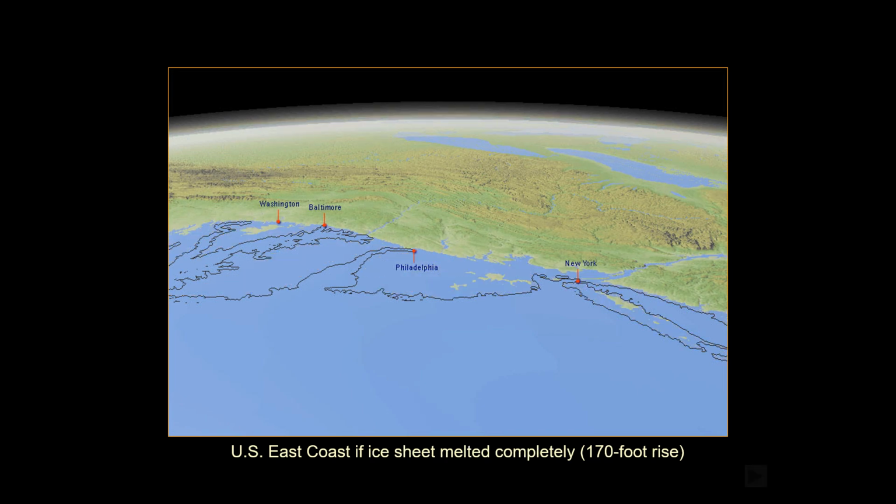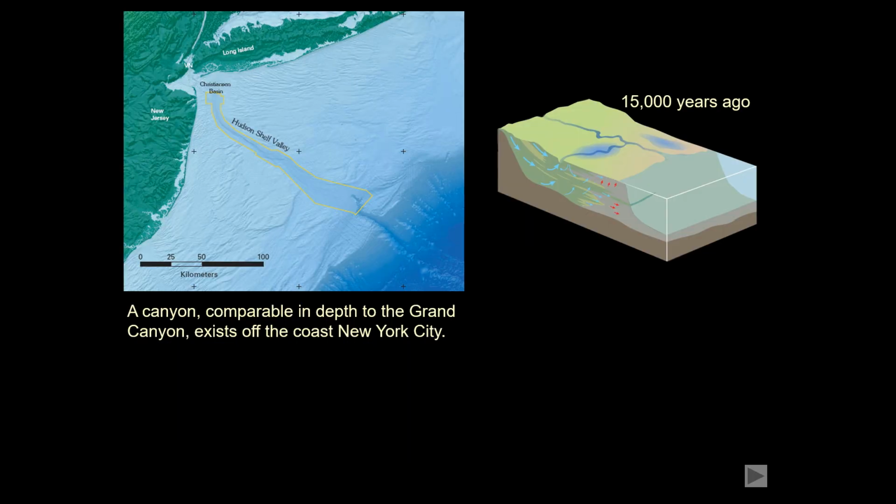And then if we had a 170-foot rise, wow, big changes. So just some examples. If the ice sheet melted completely, we might be headed towards a scenario like this. It's not happening. It's not something we should really be worried about happening anytime soon, but it's just something we need to be aware of.